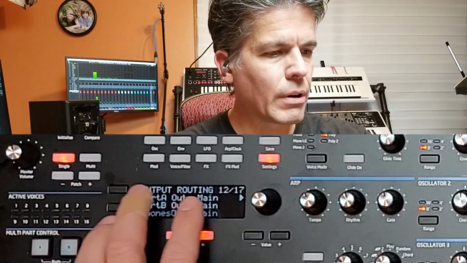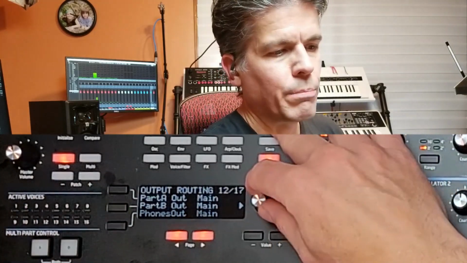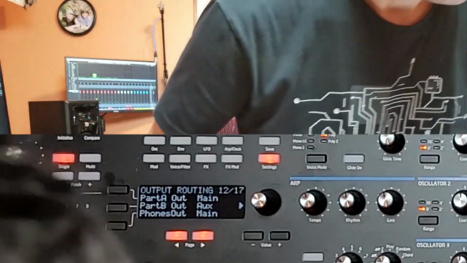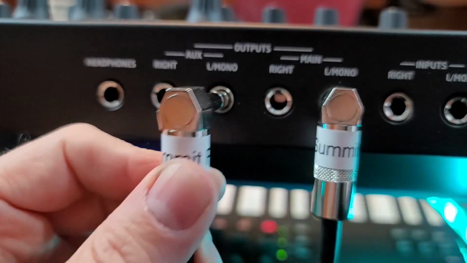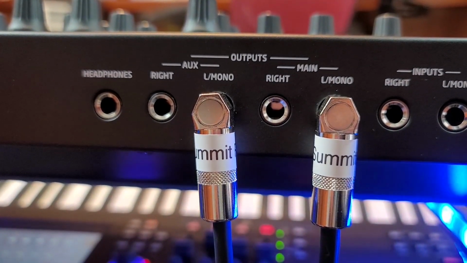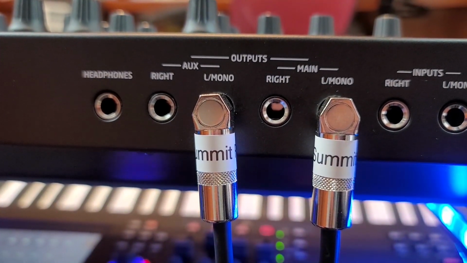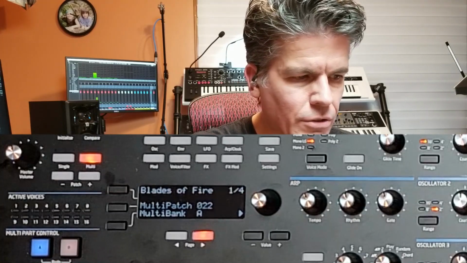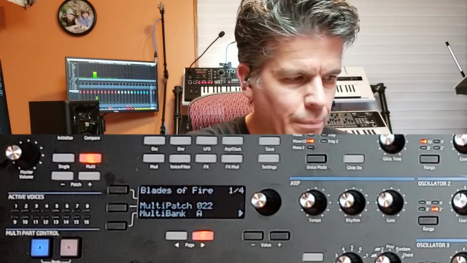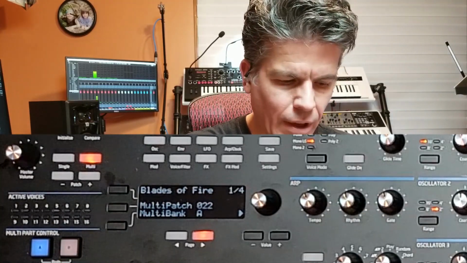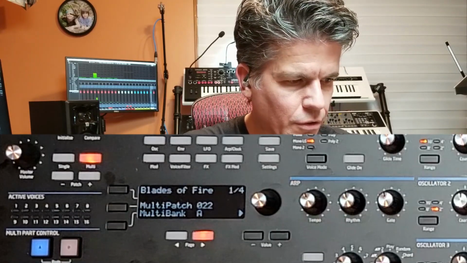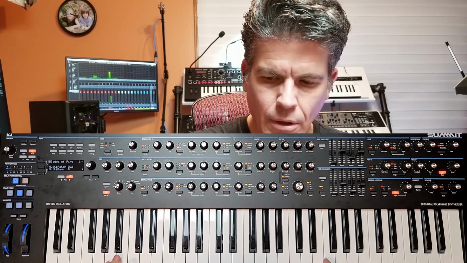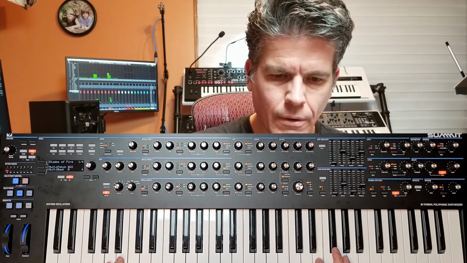So part A, we're going to put out main. Part B, we're going to put out the auxiliary. And then what we're going to do is switch the plugs. So one channel goes into the left on the main, and the other channel goes on the left on the aux. So now if we go into a multi-sound, I'm going to have each half of the sound coming out of one channel. In fact, because this is a split sound, I'm going to have one half on the left side and the other half on the right side.